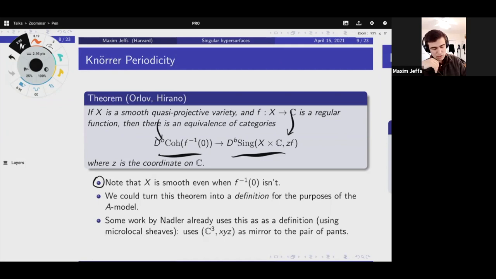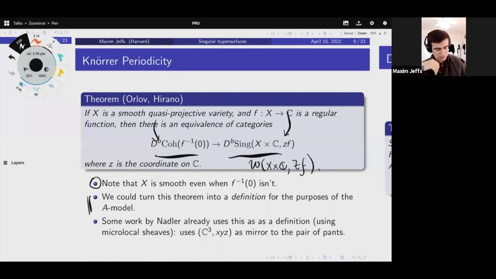So one might try to turn this into a definition of the Fukaya category of the singular variety. Say that the Fukaya category of this singular variety, F inverse of zero, is given by the wrapped Fukaya category of X times C relative to zF. And in fact, there's already some work by Nadler, which uses this definition in terms of microlocal sheaves to compute mirrors to pairs of pants.